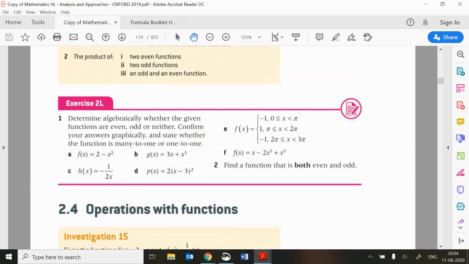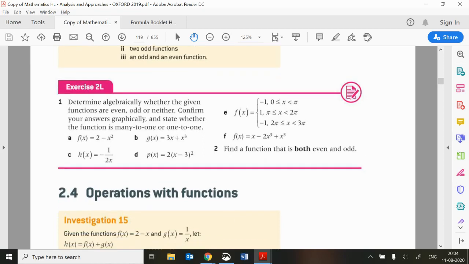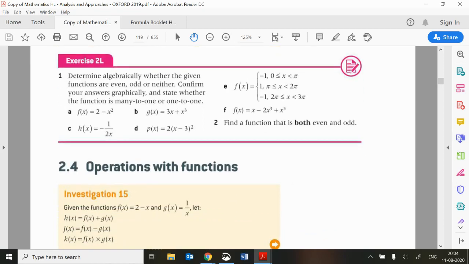Exercise 2L, not many questions here, of course, so make sure that you're getting the maximum amount of practice.